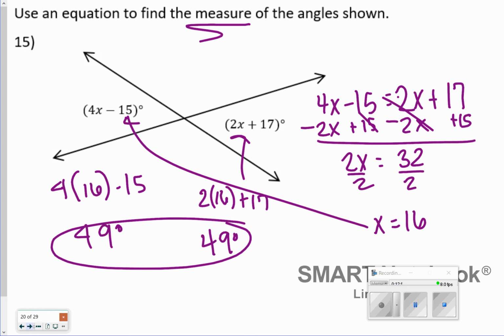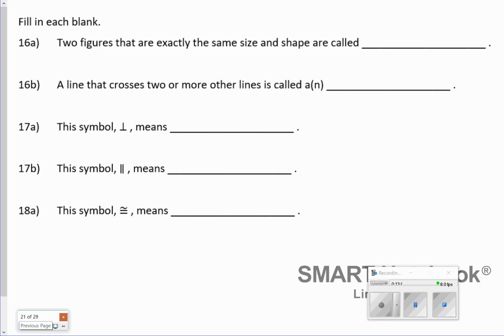The last page, we're just talking about your vocabulary terms. Two figures that are exactly the same size and shape are called congruent. For number 16b, a line that crosses two or more other lines, that one is called a transversal.